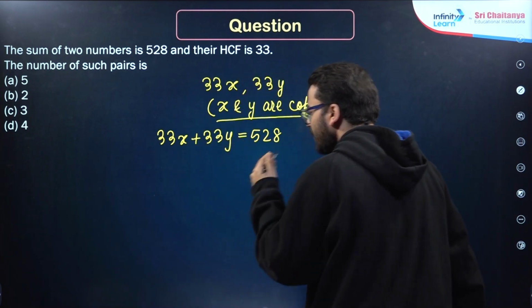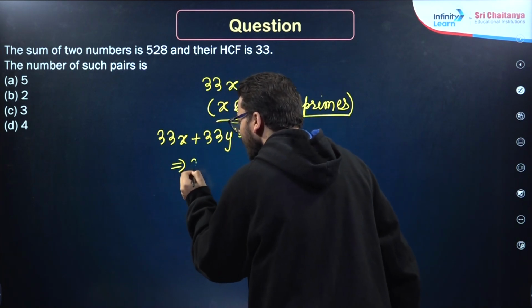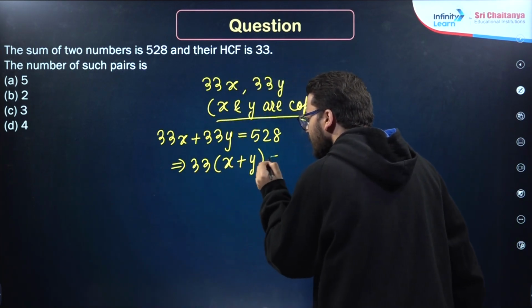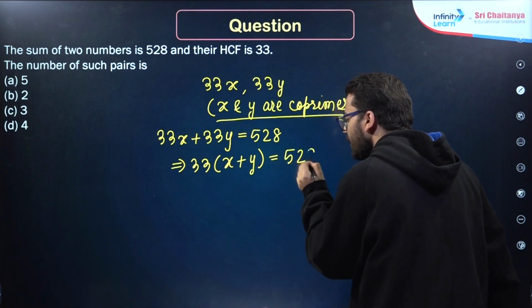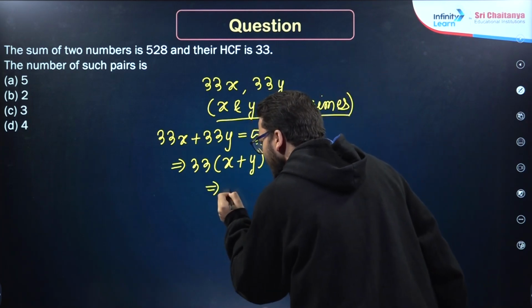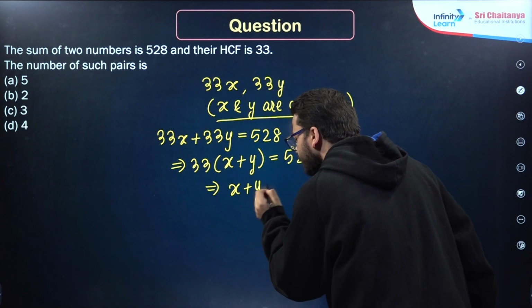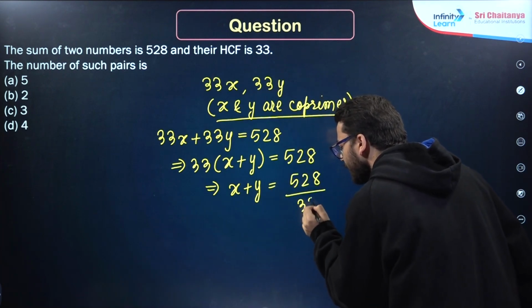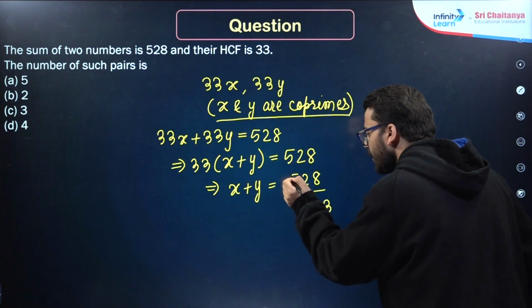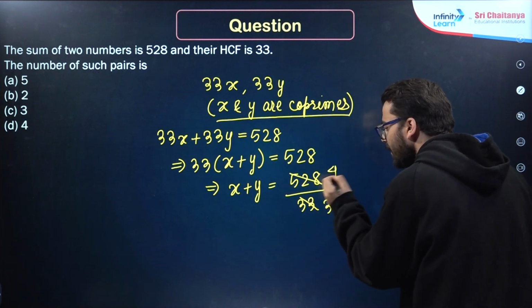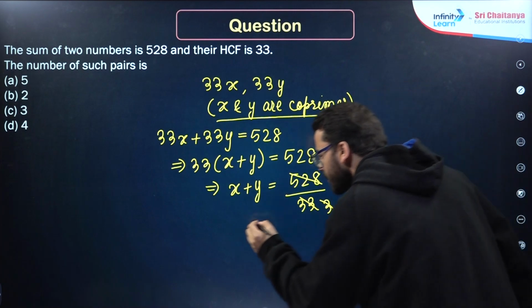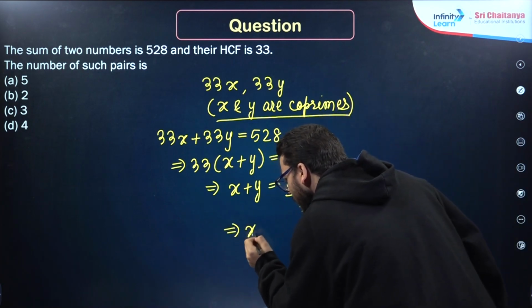Let's simplify it further. You can take 33 common from here. You'll get 33 times (x plus y) equal to 528. So from here you'll get x plus y equal to 528 divided by 33. 11 3s are 33, then you see 4 and then 8, so this will be 16. So we have got x plus y equal to 16.